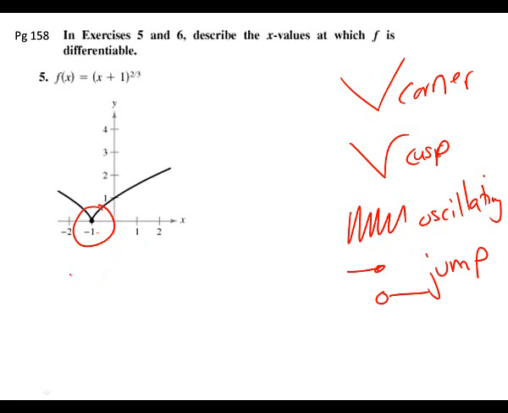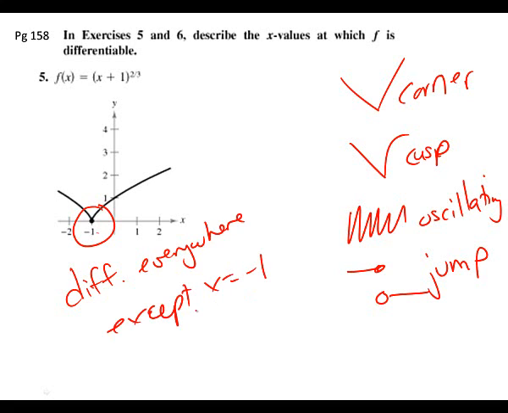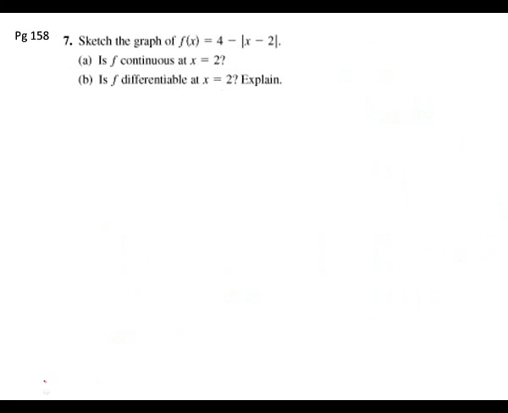So this one is differentiable everywhere except x equals -1. All right, we go with 5. All right, let's look at 6. Oh, not 6, 7. All right.